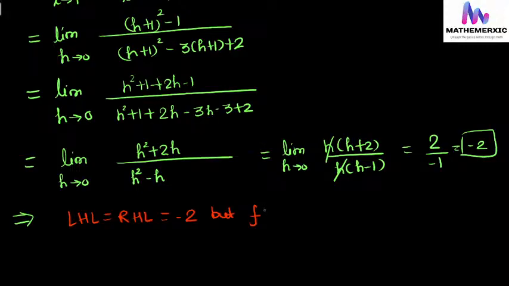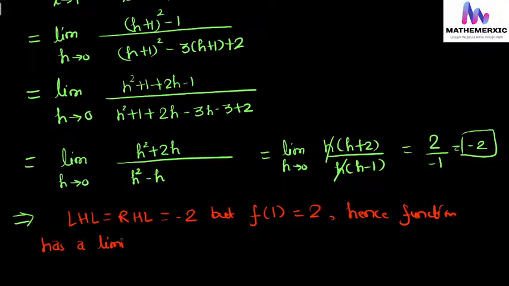function at 1, function at 1 is 2, hence function has a limiting value at x tends to 1, but is not defined.